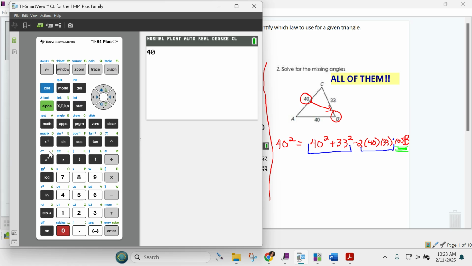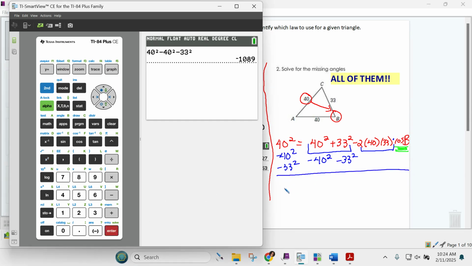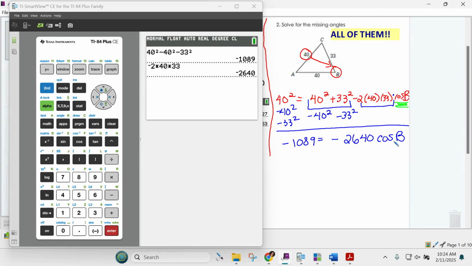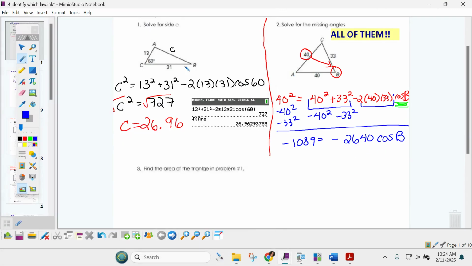going to take the left-hand side and subtract these values over here. And that gets me negative 1,089. And I'm going to multiply these together, negative 2 times 40 times 33, negative 2,640 multiplied by cosine B. So to undo this multiplication on the right-hand side, we're going to divide both sides by the negative 2,640.